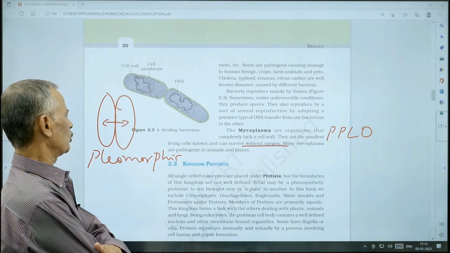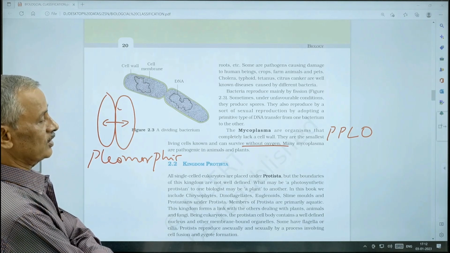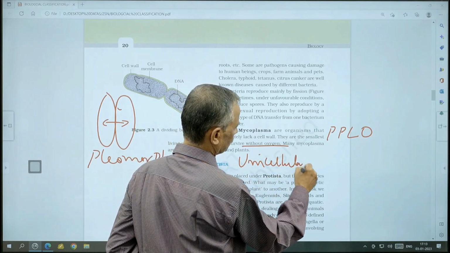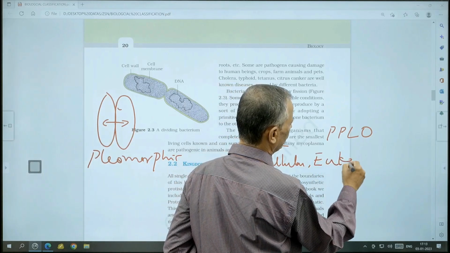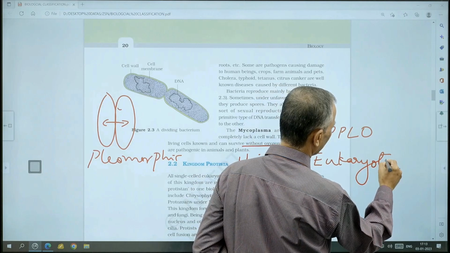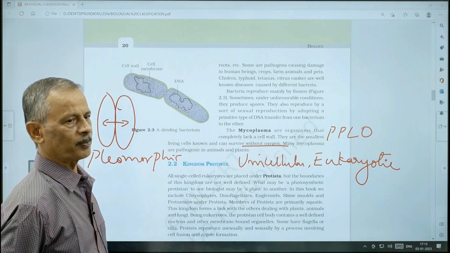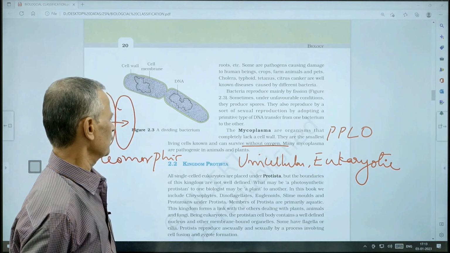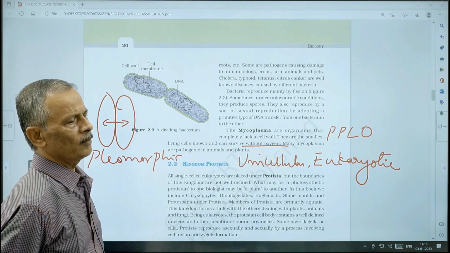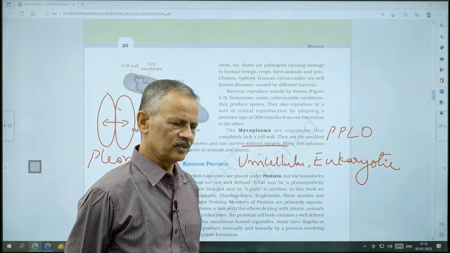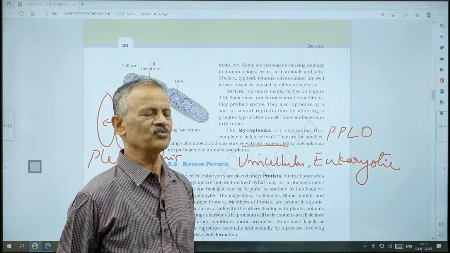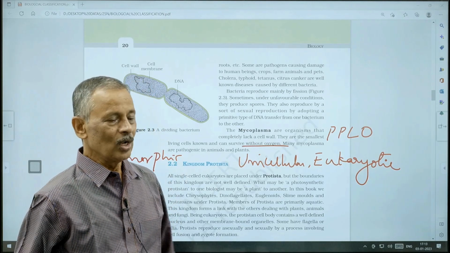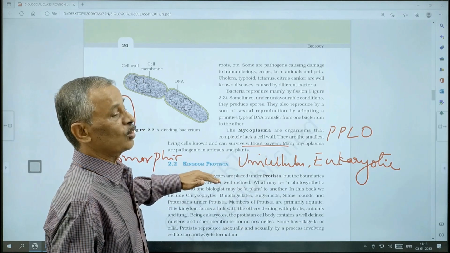Then we have Protista. Protists, what is the criteria? They are also unicellular, but they are all eukaryotic, having a well-defined nuclear membrane, chromosomes, and the cells have membrane-bound structures. So, this Protista is a heterogeneous group, meaning this contains plant-like organisms, animal-like organisms, fungus-like organisms, and bacteria-like organisms. So, the boundary of this kingdom is not so clear.